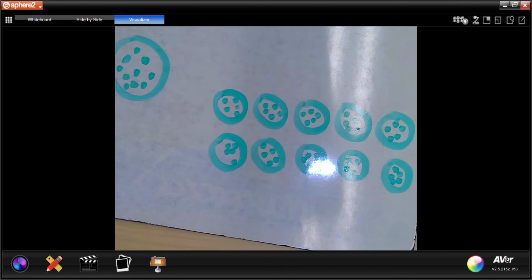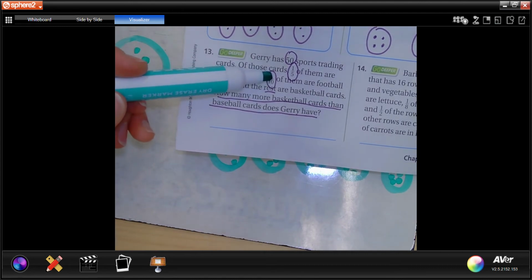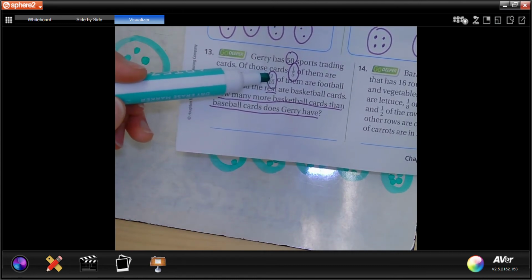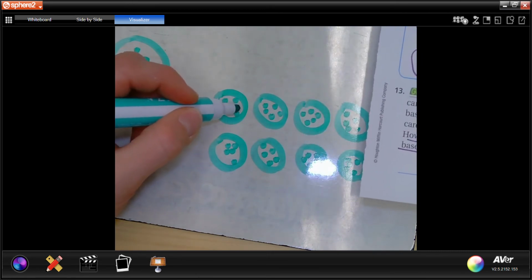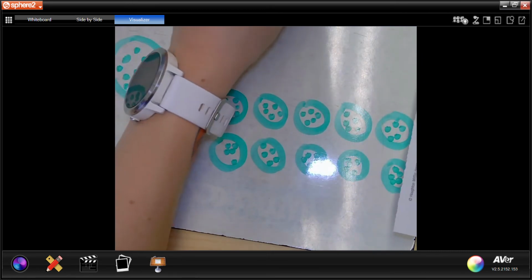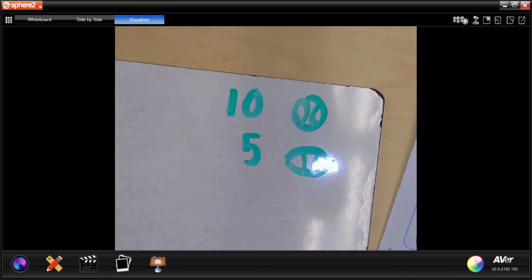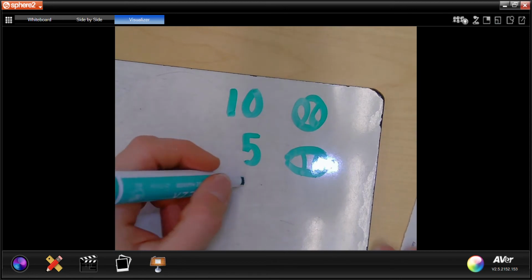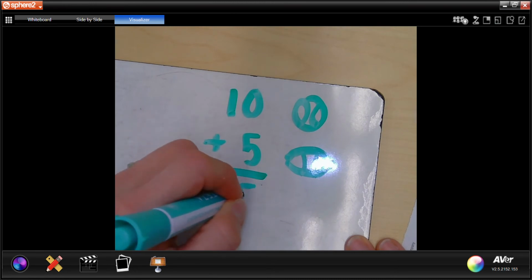All right, so if we need to know 1/10 of them are football cards, that means 1 out of these 10 groups are football cards. So 1, 2, 3, 4, 5. So he has 10 baseball and 5 football cards. So altogether, 10 plus 5 is 15.